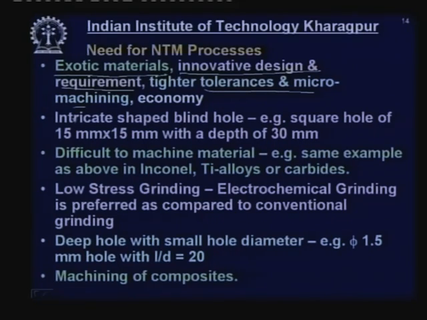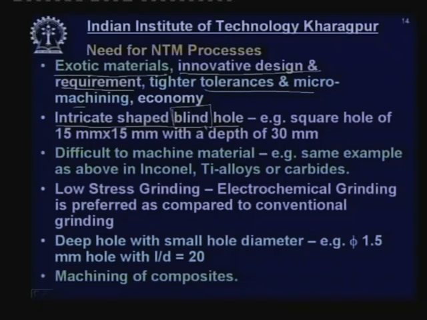Let us take an example. Say you have to drill a blind square hole. Drilling a square hole using conventional methods is very difficult. Moreover, it is a blind hole with a dimension of 15 millimeter by 15 millimeter and a depth of 30 millimeter. Machining such a hole using conventional machining processes is rather difficult. However, if one machines it with electro discharge machining, it is a very easy solution.